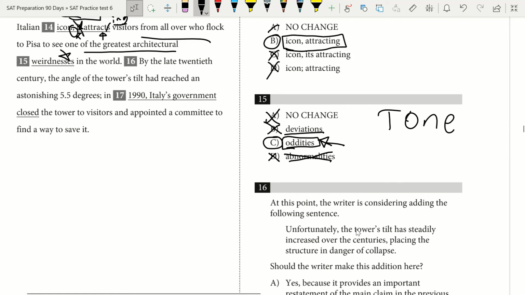When I'm asked if I should add a sentence, I should have read the sentence that came before it and then the sentence that comes after it. So let's read what comes after. So after it, we have, by the late 20th century, the angle of the tower's tilt reached an astonishing 5.5 degrees. Then I have a semicolon, so I know I'm starting a new independent clause. In 1990, comma, that's good, Italy's government closed the tower to visitors. Okay, that's perfect. I don't need to change anything there.